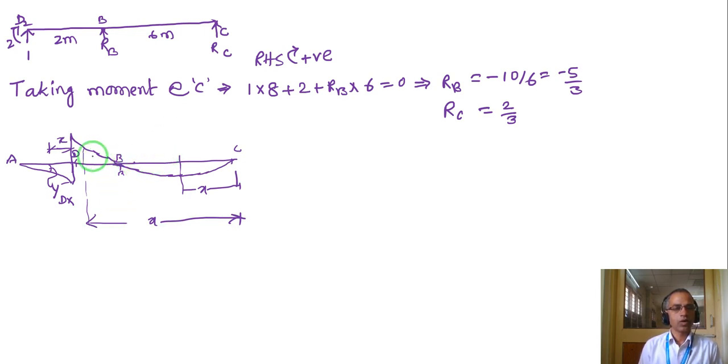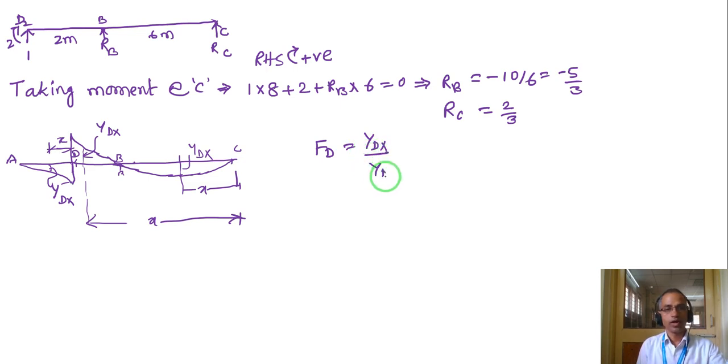Okay, so now here the ordinate will be my Y dx, and for this span again this will be Y dx. So it's simply a matter of finding the shear force ordinate, which is FD, which is equal to Y dx by Y dd. So total displacement at this portion. Okay, total displacement Y dd.